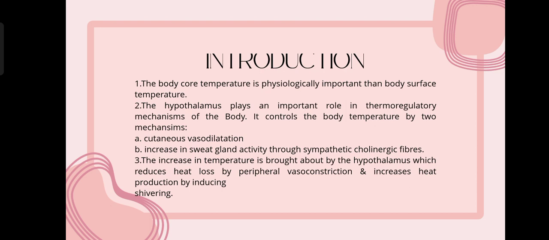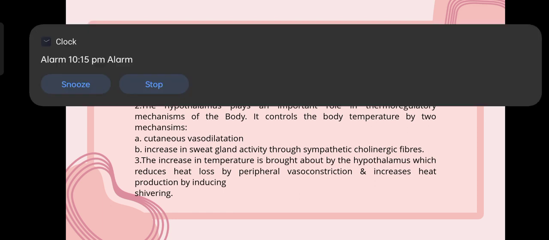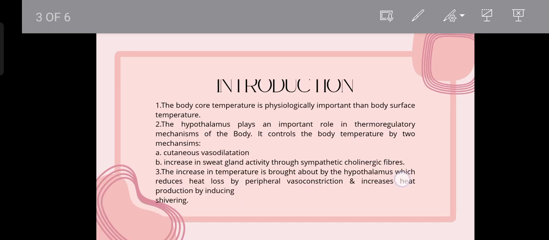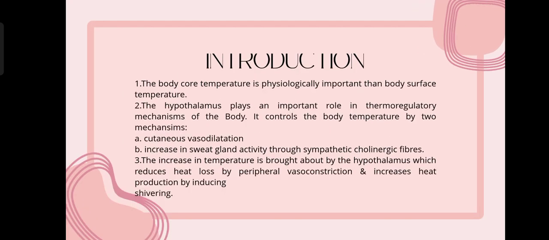Now, this hypothalamus, which is also referred to as the master gland, is present in the center of the brain, and it has a major role in thermoregulation. It has a major role in the thermoregulation mechanism because it controls the body temperature by two different mechanisms. First is cutaneous vasodilation, and the second one is increasing the sweat gland activity through sympathetic cholinergic fibers.